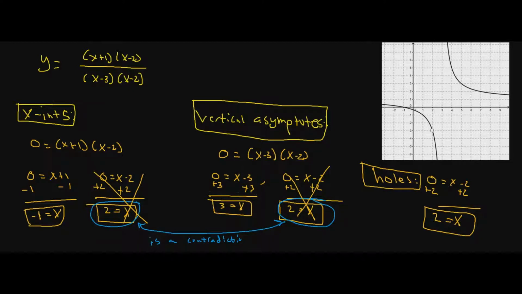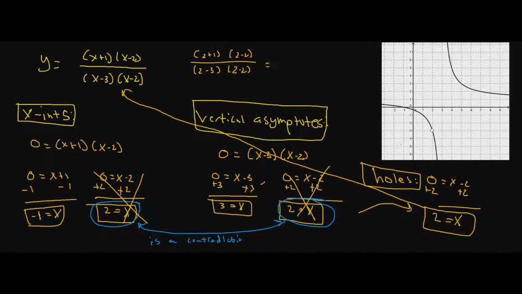So when we get this contradiction, we can cancel them out and put in this new section and say it is a hole. You can see that if I took the 2 and plugged it back into my equation, I'm going to get 2 plus 1, 2 minus 2, 2 minus 3, and 2 minus 2. We're going to get 3 times 0, all divided by negative 1 times 0. Well, 3 times 0 is 0, divided by negative 1 times 0, which is 0.